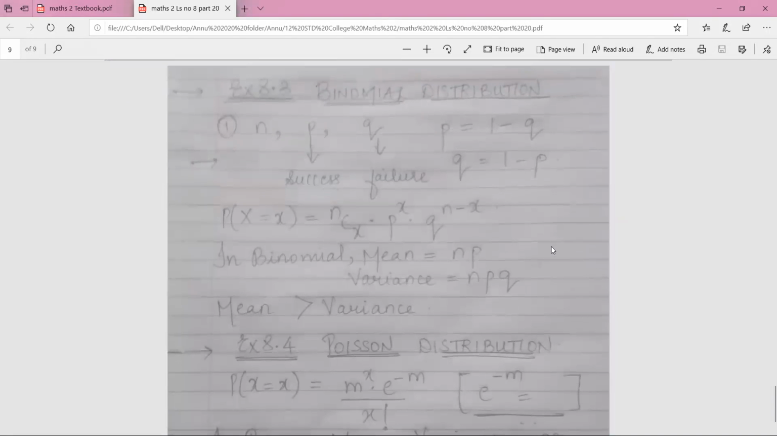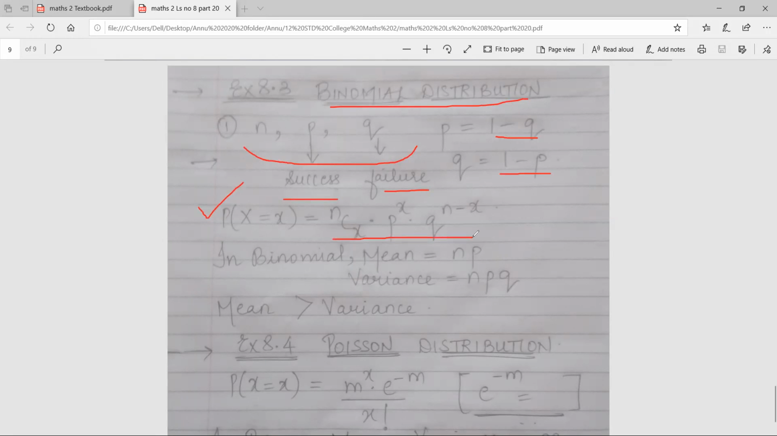Then we had already done exercise 8.3, which was dealing with binomial distribution. Whenever a sum related to binomial distribution arises, that is a word problem, you will have to find out 3 alphabets, that is n, number of times, p representing success, and q which represents failure. The formula for p is 1 minus q and the formula for q is 1 minus p. The formula for binomial which can be used is probability of x is equal to nCx into p raised to x into q raised to n minus x.